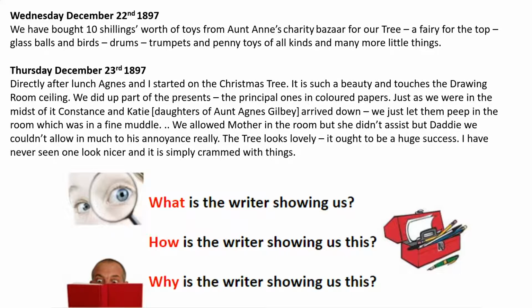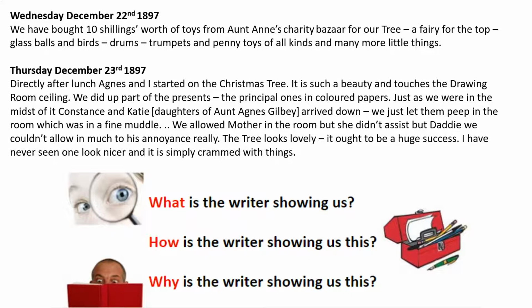The second question, how is the writer showing us this? That's the toolbox. So a writer's tools being things like using lots of positive language, maybe lots of adjectives that are positive and exciting, or maybe using a simile or using alliteration. And then we've got why, with this guy who's reading his book looking, I think he looks a little bit shocked perhaps by what he's reading, but why is the writer showing us this? How does the writer want us, the reader, to react, to think, to feel?